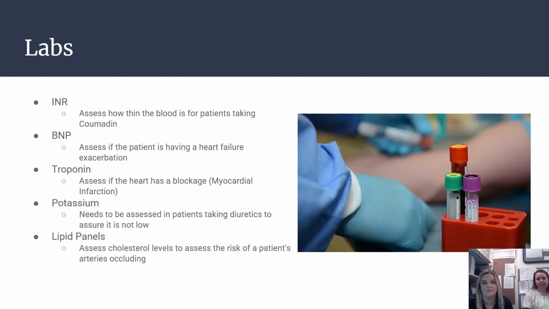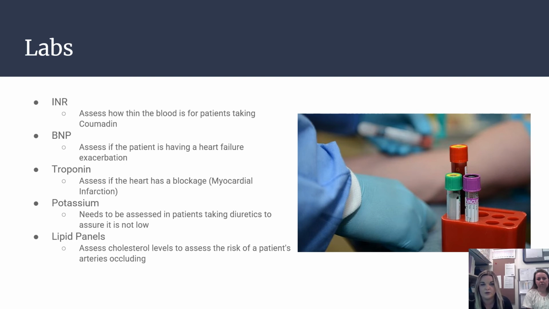Labs are going to be extremely important for these patients, especially with some of the medications they're going to be on. If a patient is on Coumadin, we're going to want to check their INR and make sure that they're between a 2 and a 3 on that scale to make sure that their blood is thin, but not too thin or not thin enough. A BNP is also important for these patients. It can assess if the patient is having a heart failure exacerbation and to what extent. Troponin is an enzyme that is released by your heart, and it can tell us if there is a blockage anywhere in the blood vessels.